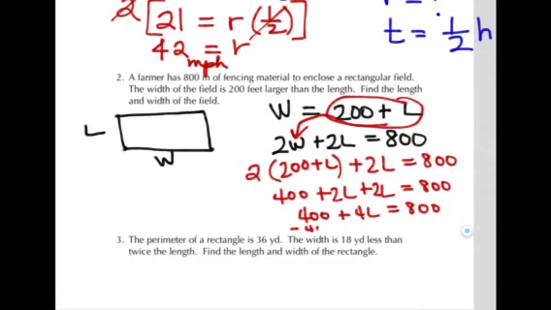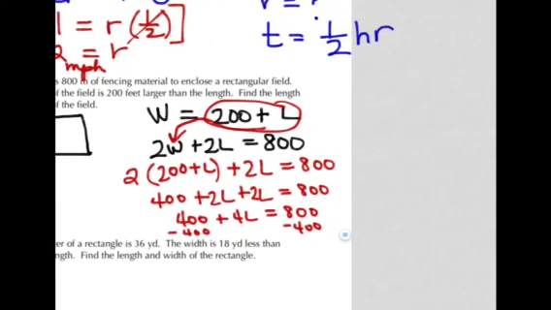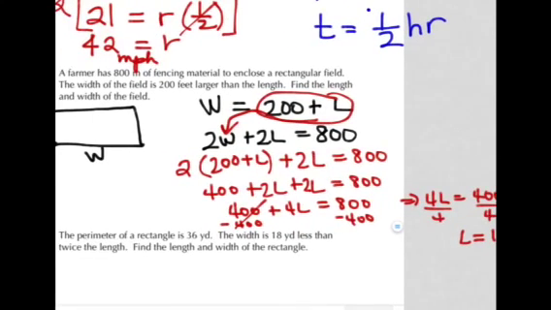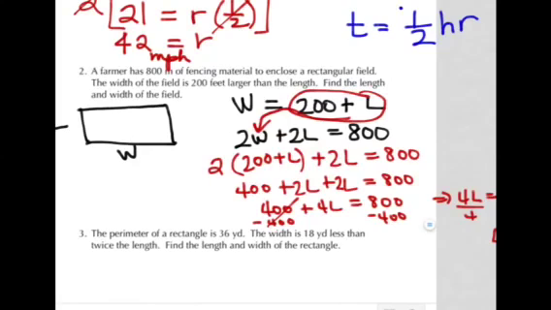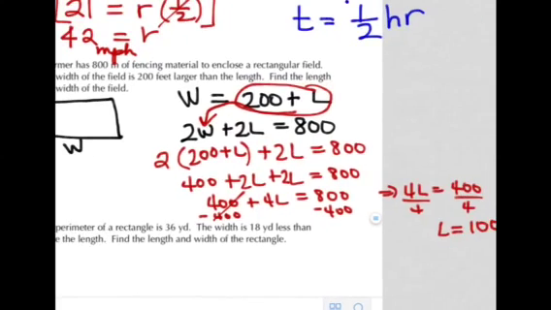You'll get that 4L equals 400. Divide by 4. We get that L is 100. Are we done though? Make sure you answer the question. The question back here says find the length. We have that. Length is 100.